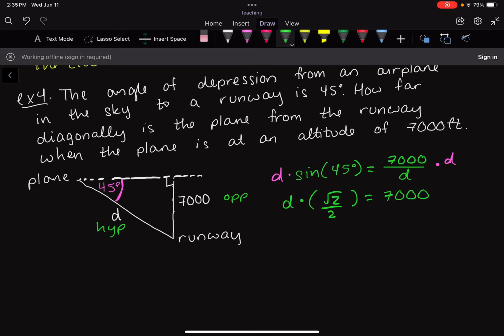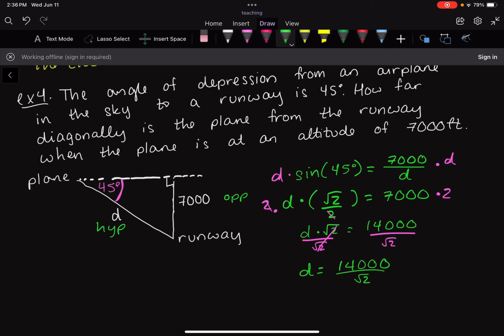And now I need to solve this for D. So you can think of it a few ways. You can divide by root 2 over 2. You can multiply by 2 over root 2. There's definitely some options. This part's just algebra. So let's see. I'll multiply by 2. That gives me D times root 2 is equal to 14,000. And then I'll divide by root 2. You can do this in a few less steps, but this is just how I'm doing it today.